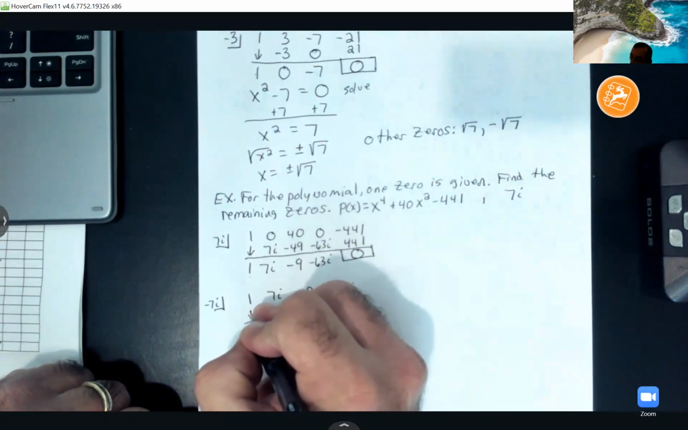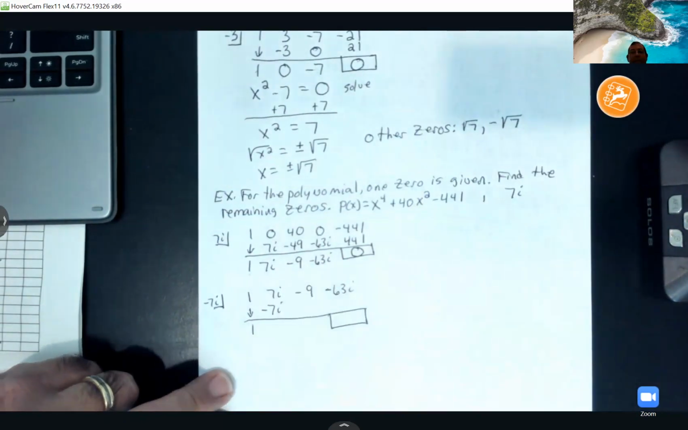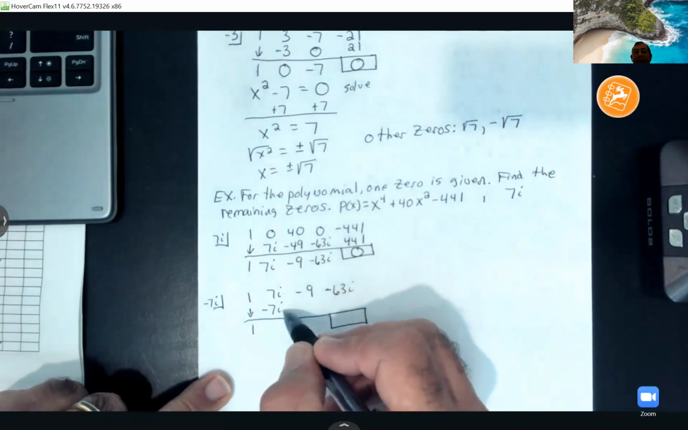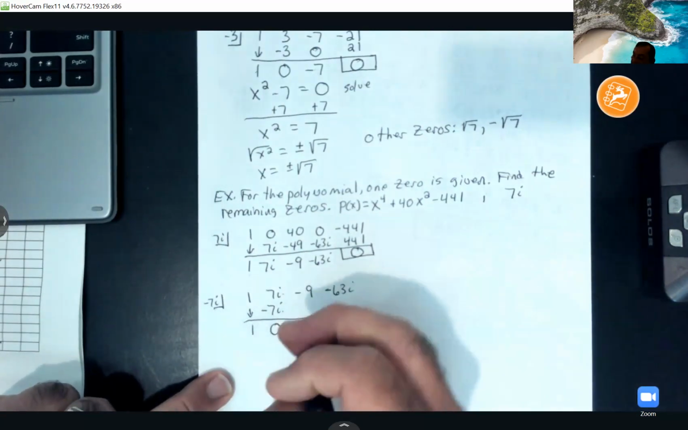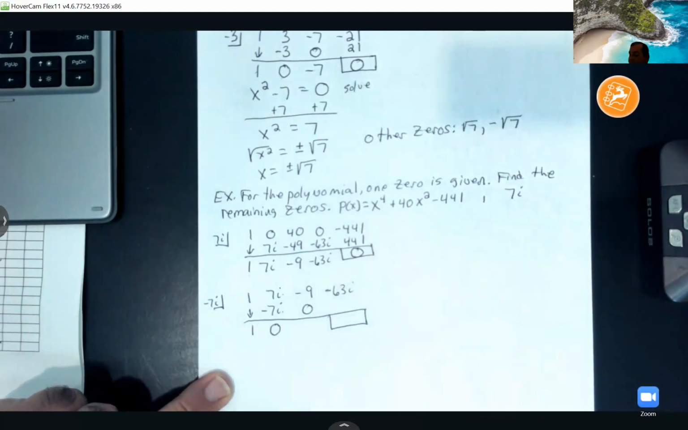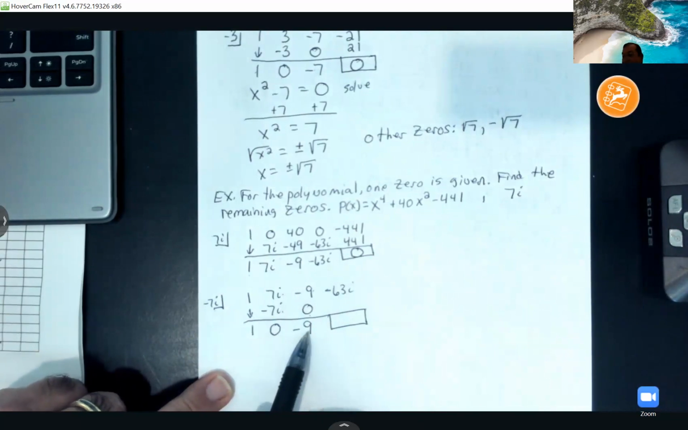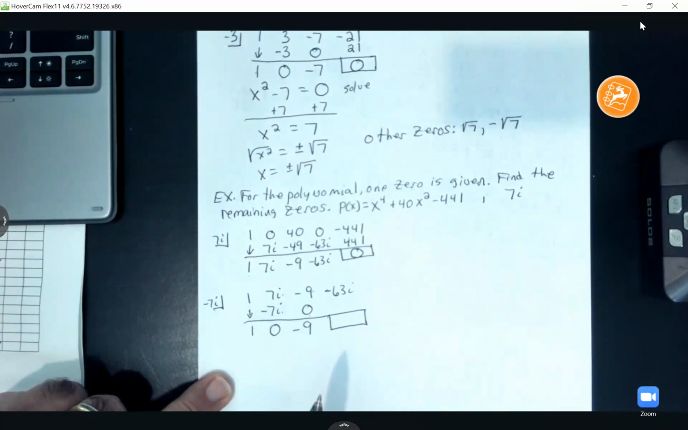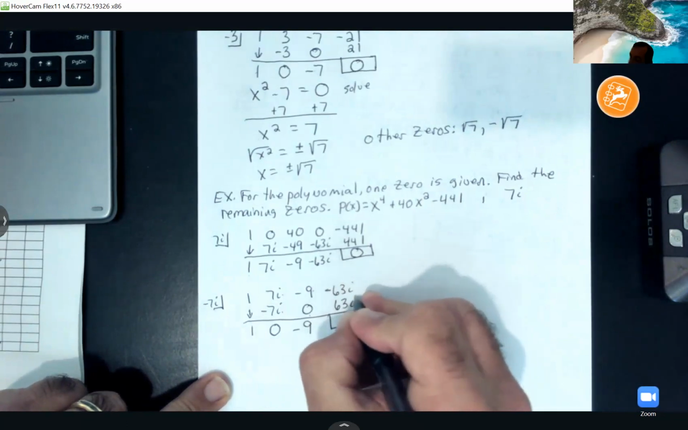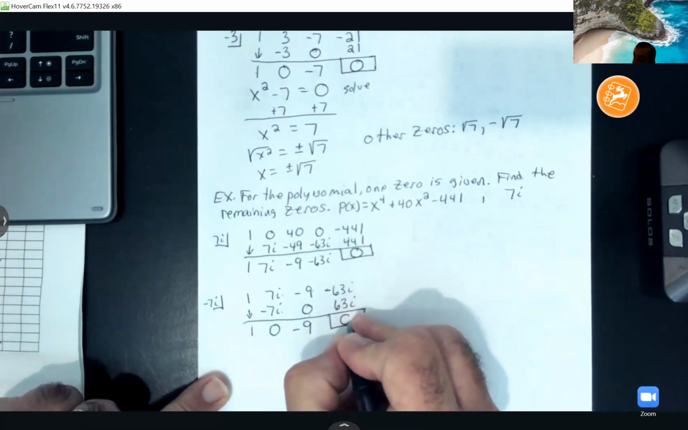So here we go. We're going to bring down our 1. 1 times negative 7i is a negative 7i. Well, look at that. A 7i and negative 7i are going to zero out. 0 times negative 7i is 0. Negative 9 plus 0 is negative 9. And y'all, there's a negative 9 times a negative 7i, making it a positive 63i. Well, it gets tricky because some people say i squared, but remember, there's not an i after that 9 this time, okay? So those two add up to give me a 0.